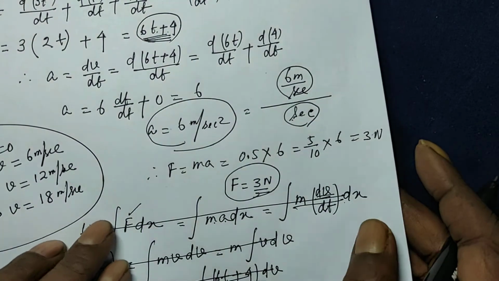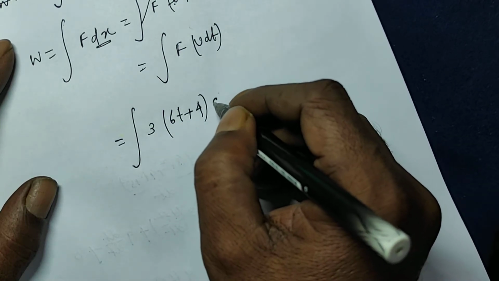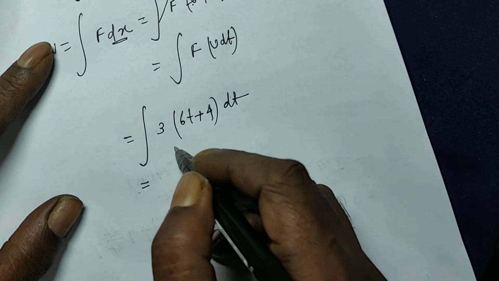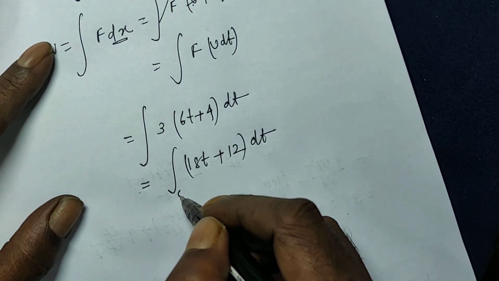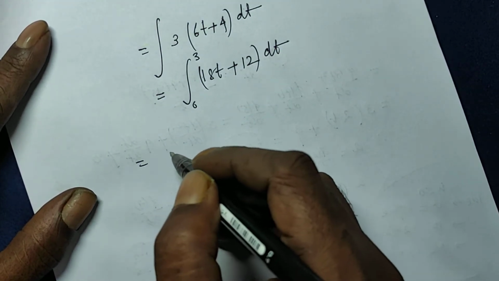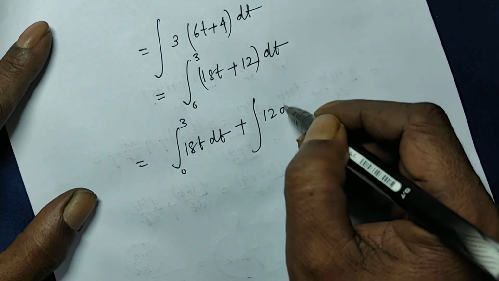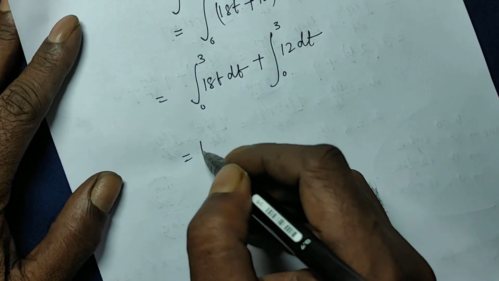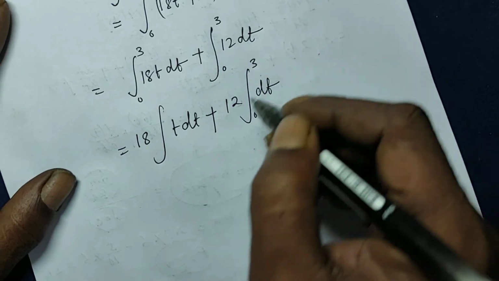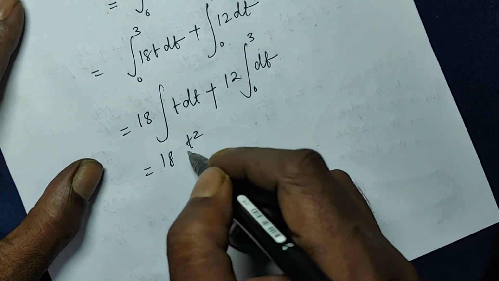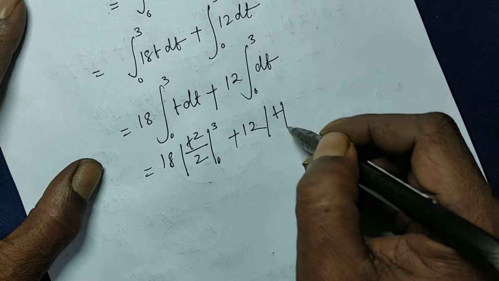V we have found out as 60 plus 4, 60 plus 4 times dt. Now it's okay. Sorry, I made a mistake. So integration of 18t plus 12 with respect to dt in the first 3 seconds. So that is the limit. So that comes out to be integration of 18t dt from 0 to 3 plus integration of 12 dt from 0 to 3. 18 comes here, integration of t dt plus 12 comes here, integration of dt from 0 to 3. So this is equal to t square over 2, its value from 0 to 3, plus 12, integration of dt is t, its value from 0 to 3.